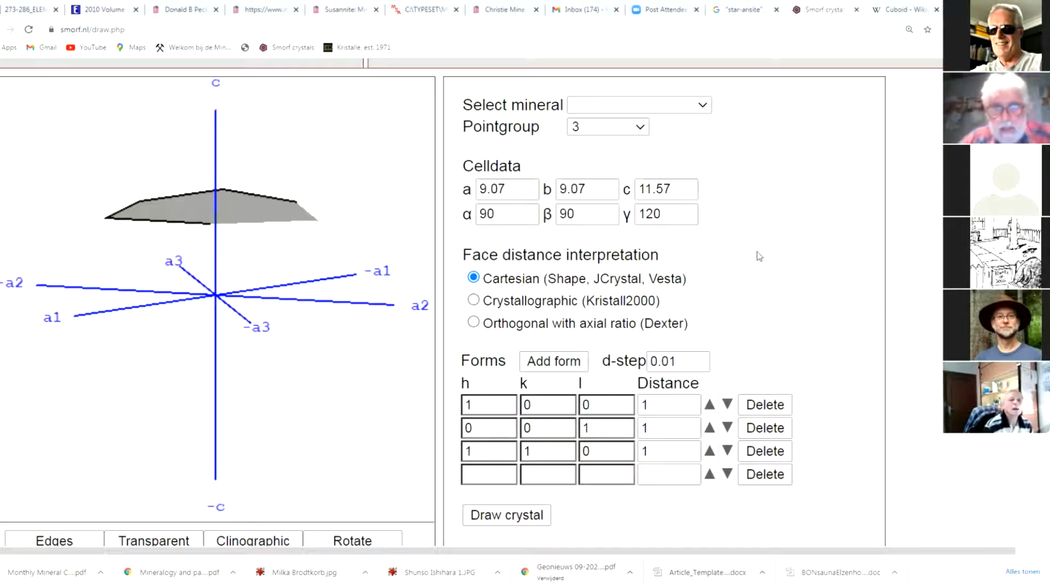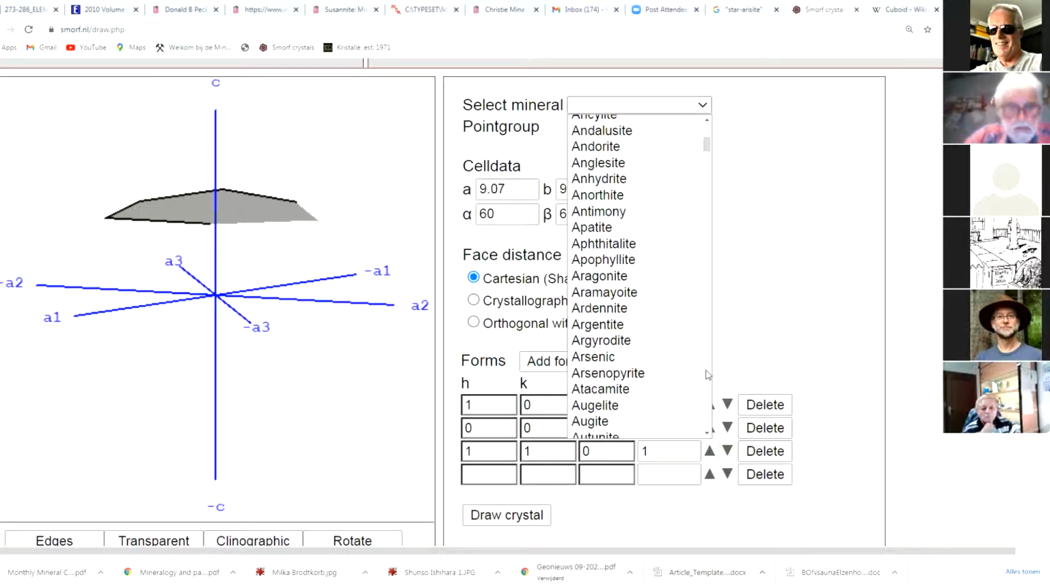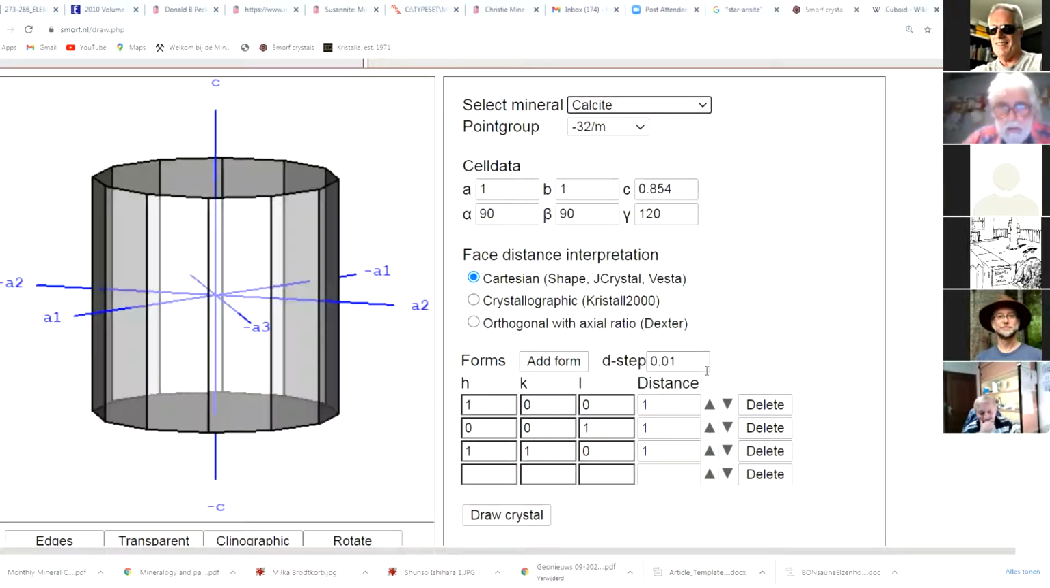I'm stuck, I guess. But let's see the alpha beta. This is wrong too. Of course, this should be 60, 60, and then I actually don't know, because there's 4 crystallographic axes, and I don't know what Smorf uses in this case. We could have gone to, let's see, well, let's see what they have for calcite. Okay, so they have it at 90, 90, 120.